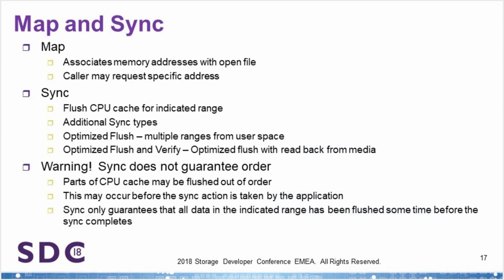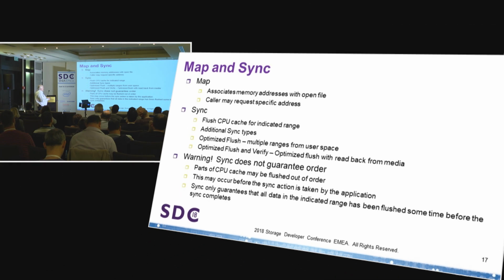So map and sync. Map associates the memory addresses with that open file. And then you can also request specific addresses because, again, your data is sitting in that persistent memory. And you created it maybe weeks ago. And so what you want is to be able to go back and use that exact same location in that memory and map it into this file that I just opened.